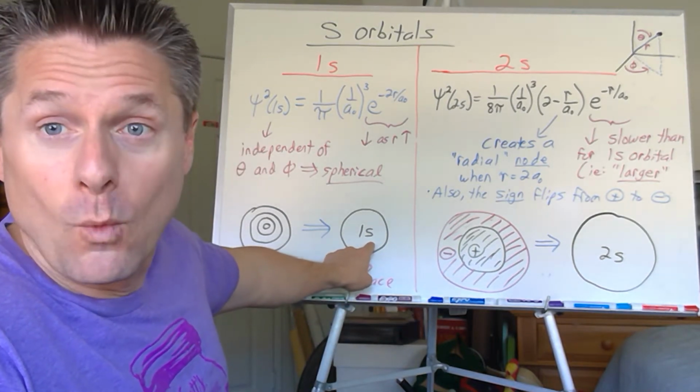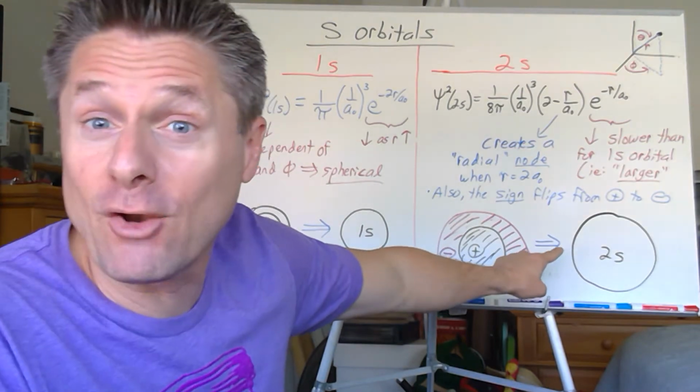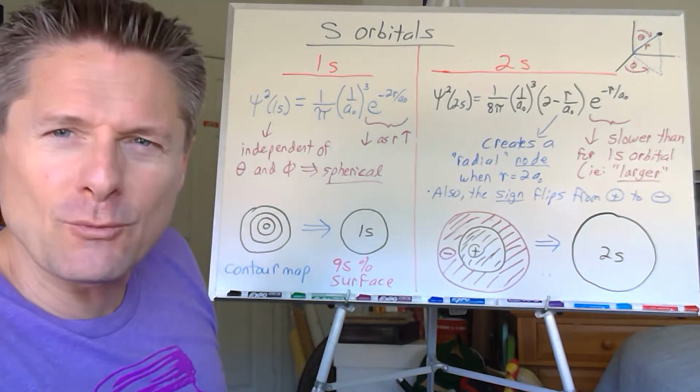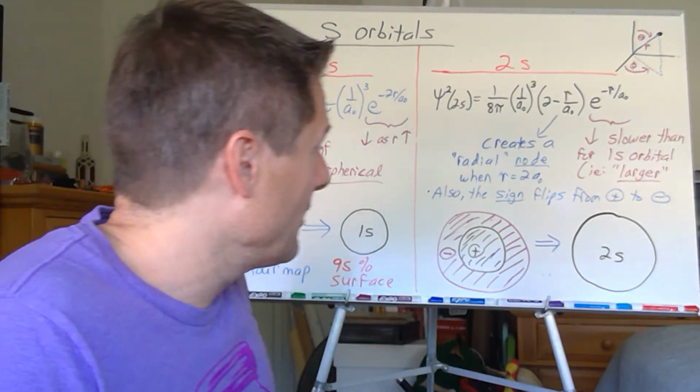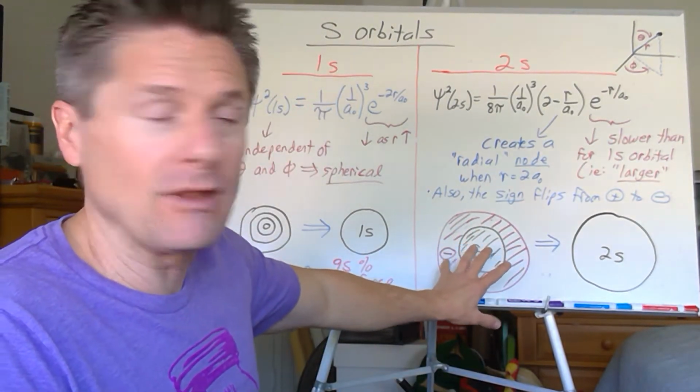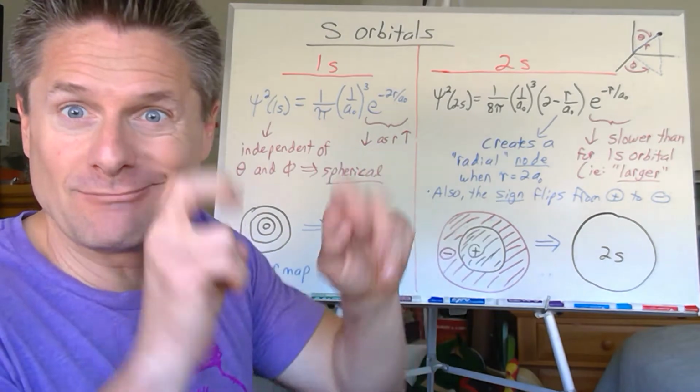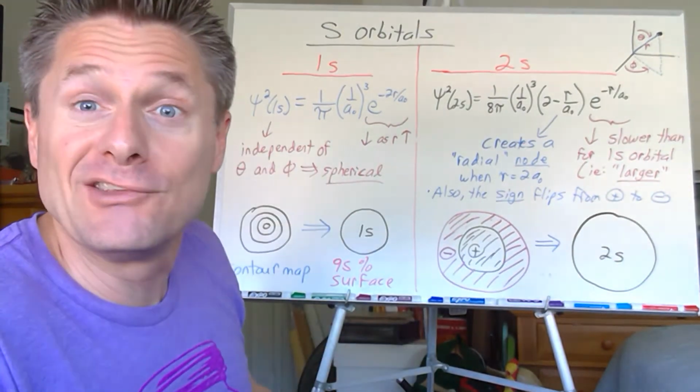So you're probably familiar, 1s is a sphere and the 2s is a bigger sphere. But I just want to kind of analyze it real quick, looking at the mathematics and why it is. Why is that bigger? And really what it should look like versus the shortcut things that we draw. Yeah, it's just easier that way.